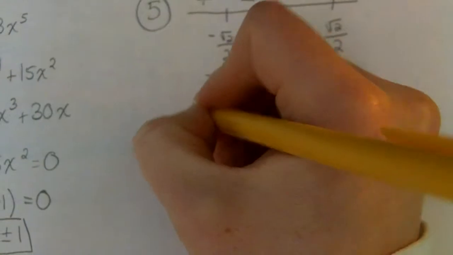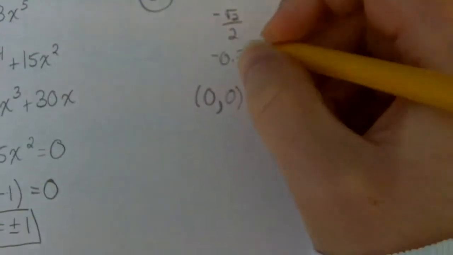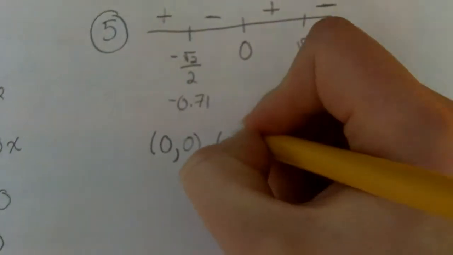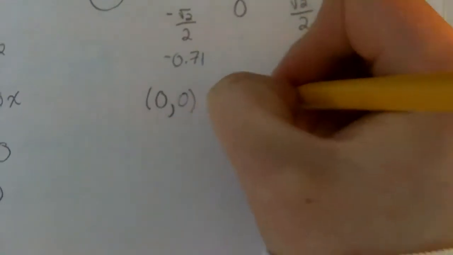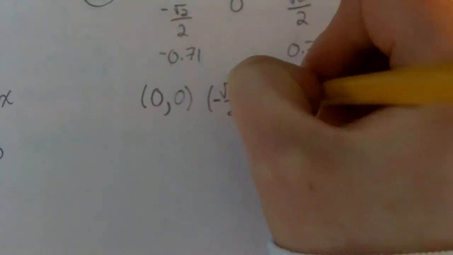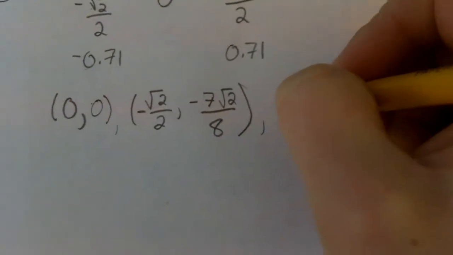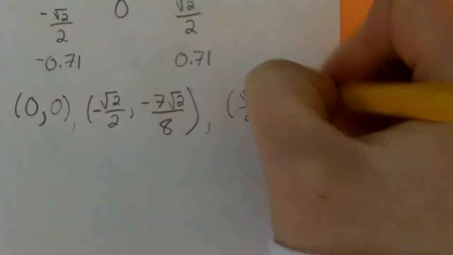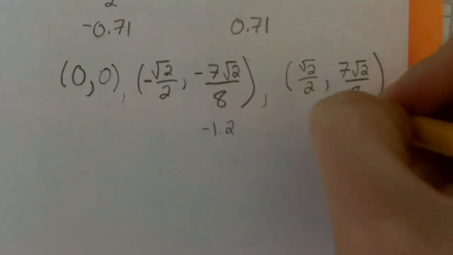So let's get them. 0, comma, and again, we plug it into the original. When we plug in 0 to the original, 0. And then we're going to plug in negative root 2 over 2. When we plug that in, we're going to end up with negative 7 root 2 over 8. And then our last point of inflection is going to be root 2 over 2. And when we plug that into the original, we end up with positive 7 root 2 over 8. And just so you know, this comes out to be about negative 1.2, positive 1.2.